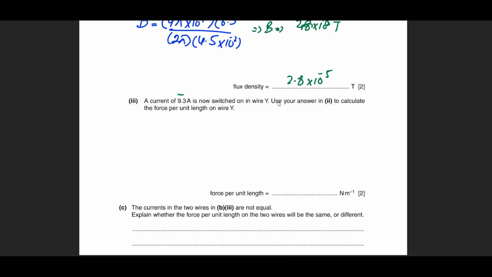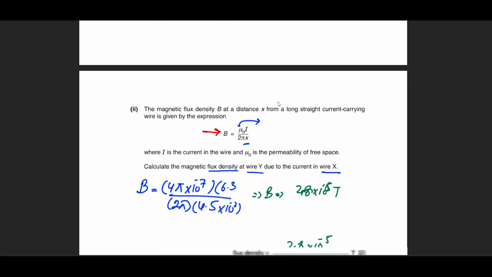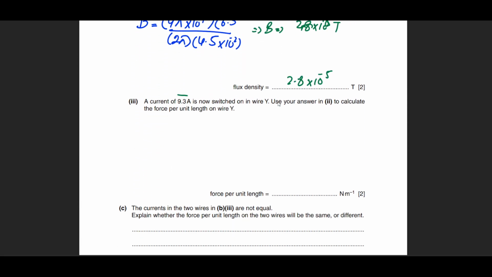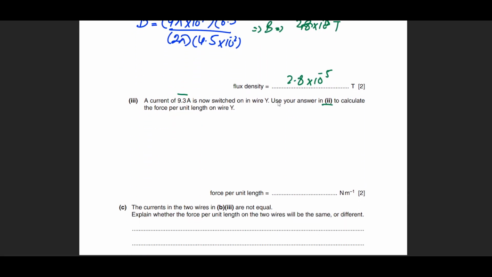Now he says that a current of 9.3 amperes is now switched on in wire Y, which means that the current in wire Y is going to be 9.3 amperes. Now both wires have a current in them. He says use your answer from this part that we've calculated to calculate the force per, now this is where he's going to confuse you, force per unit length on wire Y.